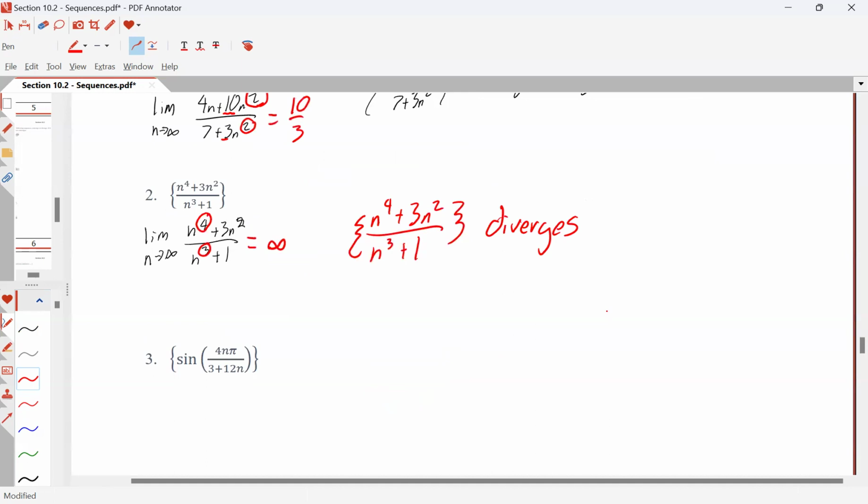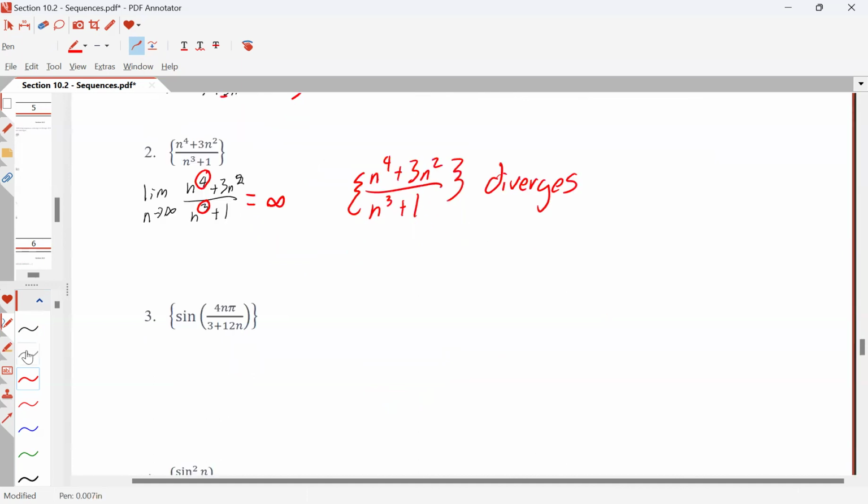Next example, sine of 4n pi over 3 plus 12n. We want to look at the limit as n goes to infinity of sine of 4n pi over 3 plus 12n. Because sine is a continuous function, there are no holes in sine, it just continues. We can actually pass the limit inside. This is one of the function rules we have.